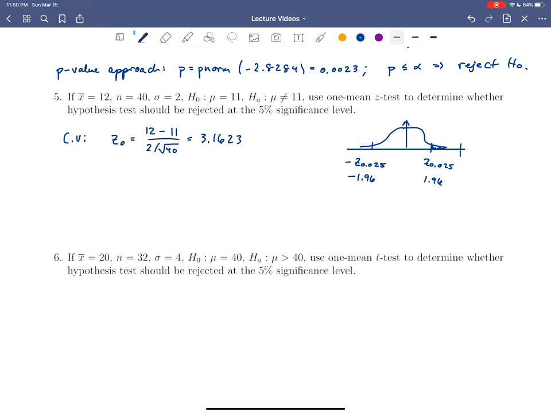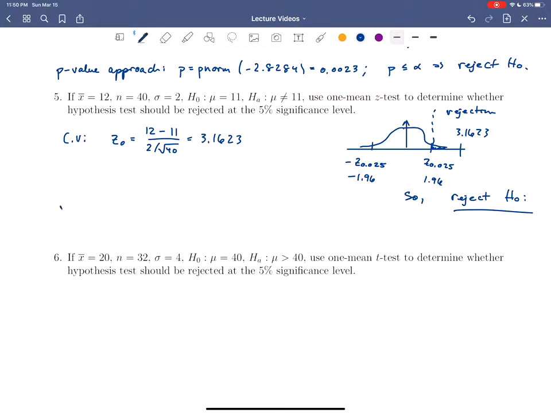It's more extreme, right? 3.1623 is more extreme than our critical values. This is the rejection region. And so we'll reject the null hypothesis. Okay, it turns out we do have enough data to say that the mean is not equal to 11. Okay. That's how that'll work.